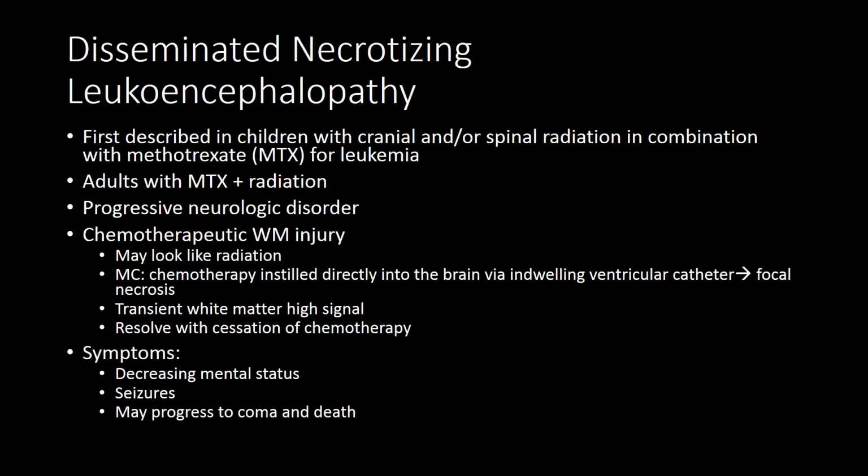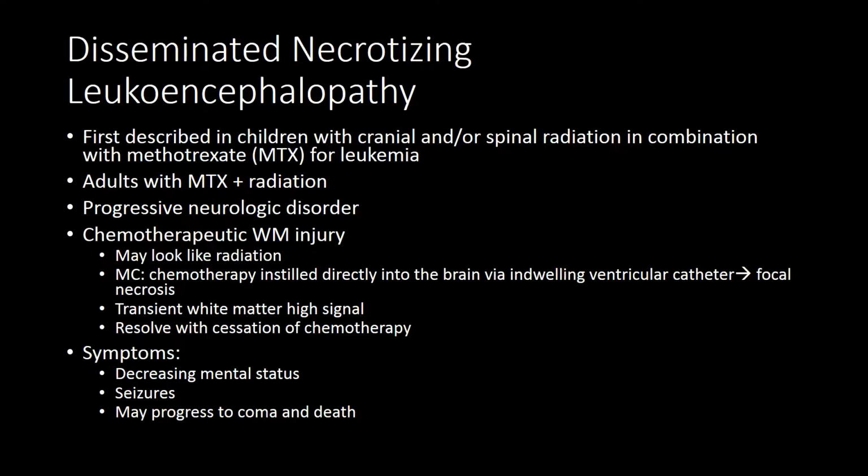And we'll talk about this other entity called disseminated necrotizing leukoencephalopathy. This was first described in children with cranial and/or spinal radiation in combination with methotrexate for leukemia. In adults, you commonly see it with methotrexate and radiation. It's a progressive neurologic disorder. You can also have chemotherapeutic white matter injury. Most commonly, it occurs when chemotherapy is instilled directly into the brain through an indwelling ventricular catheter, and then you basically have focal necrosis in that region, and that really keys you into the diagnosis.